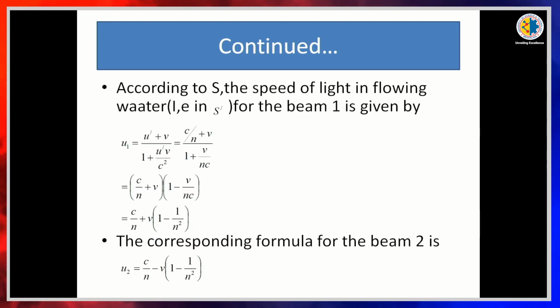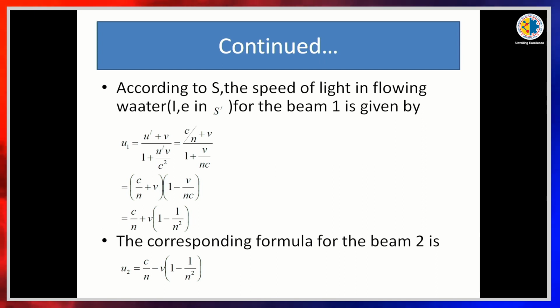Then according to the S frame, the speed of light in flowing water for beam 1 is U1 equal to U dash plus V divided by 1 plus U dash V by C square. In place of U dash we write C by N plus V divided by 1 plus V by NC. After calculation we get C by N plus V into 1 minus 1 by N square. So, this is in the case of beam 1.